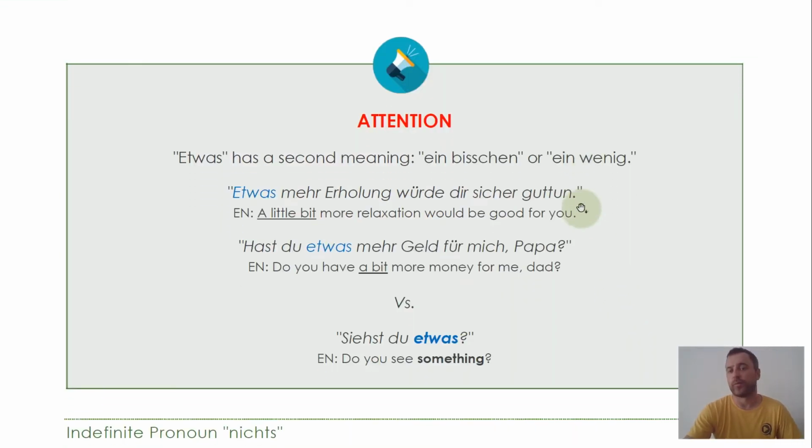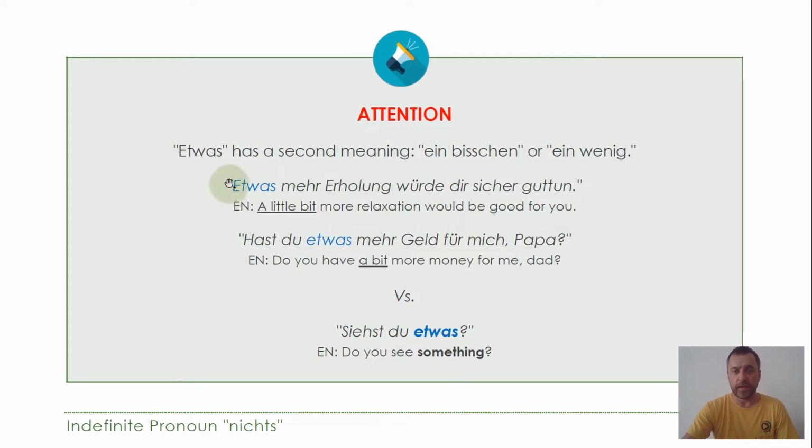And where you have to pay attention, etwas has a second meaning. For example, ein bisschen, ein wenig, so a little bit. Etwas mehr Erholung würde dir sicher gut tun. So a little bit more relaxation would be good for you. Hast du etwas mehr Geld für mich, Papa? Do you have a little bit more money for me, Dad? Pay attention. Here, it's an adverb. It's not an indefinite pronoun.